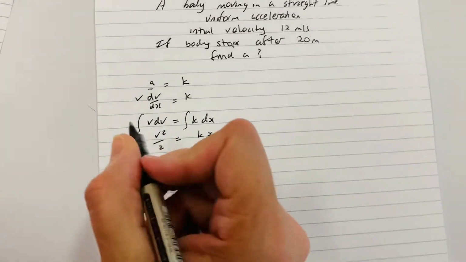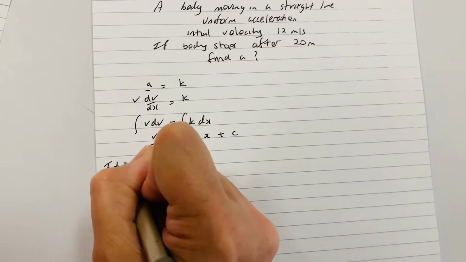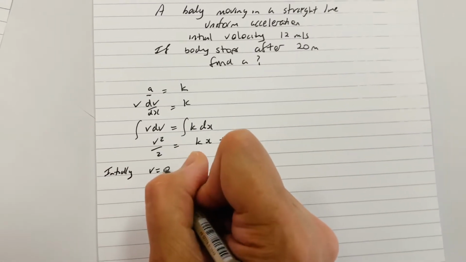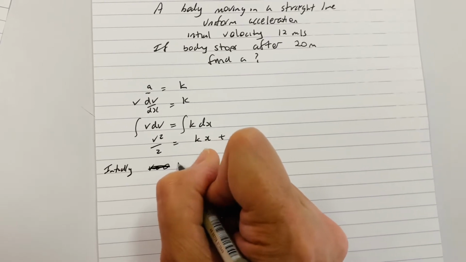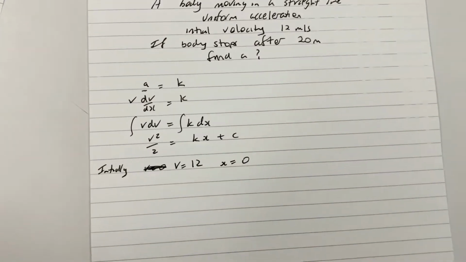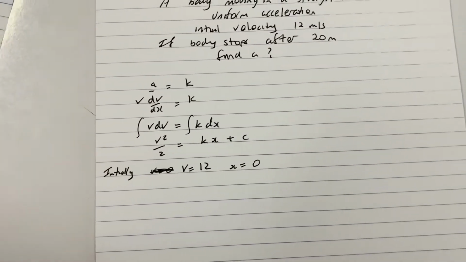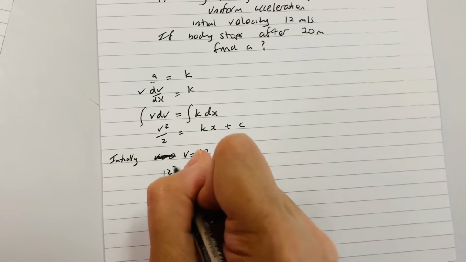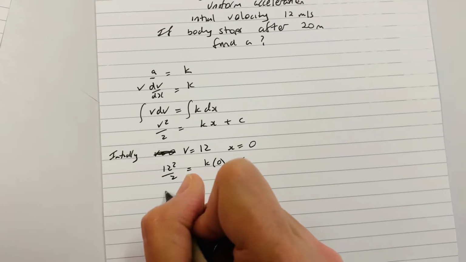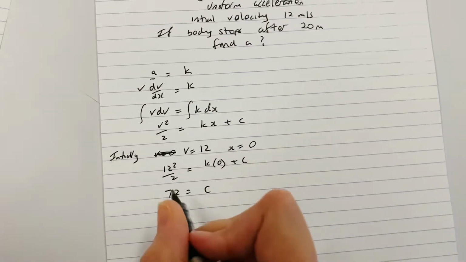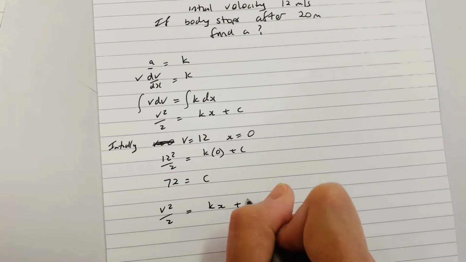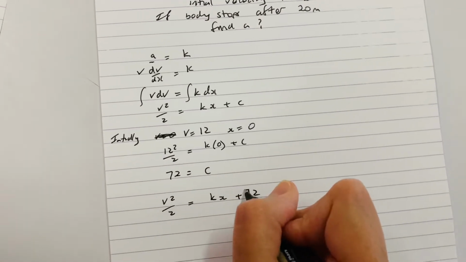I need to find c. Now if we talk initially, we're told v equals 12 meters per second, and I'm going to assume my initial position is 0. So then I've got 12 squared on 2 equals k times 0 plus c. 72 is c. So I have v squared on 2 equals kx plus 72.